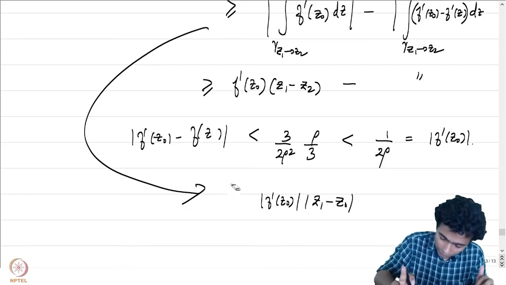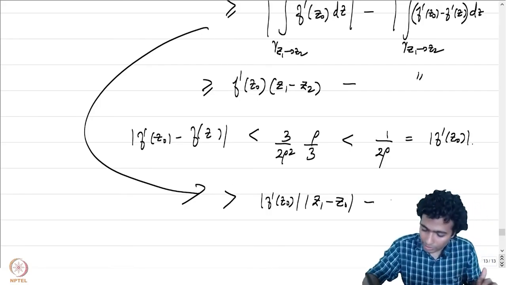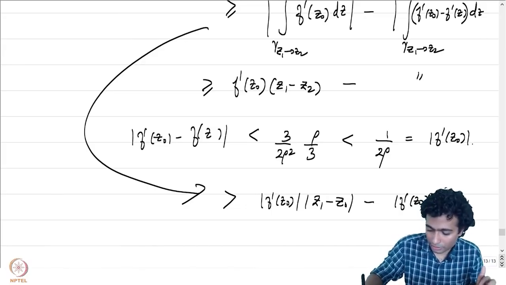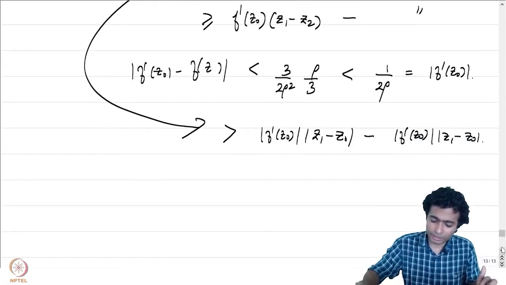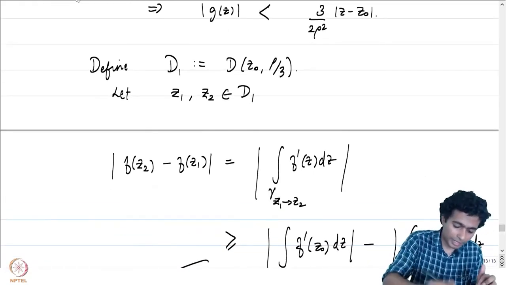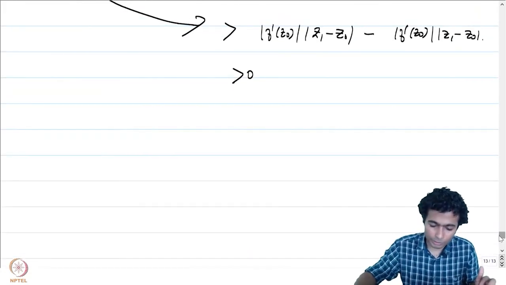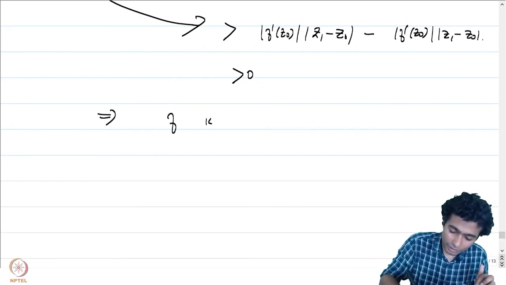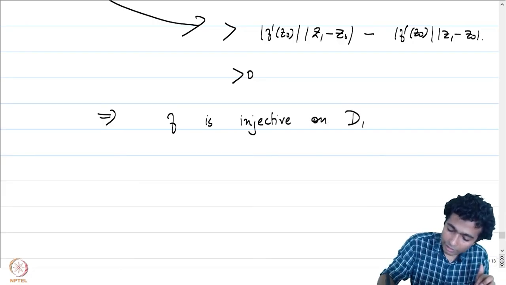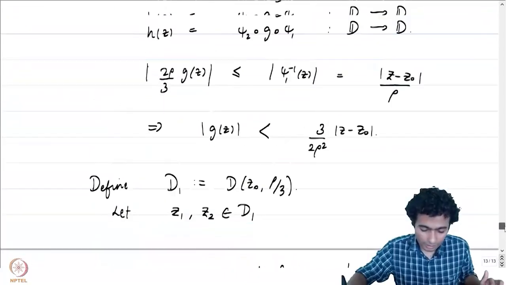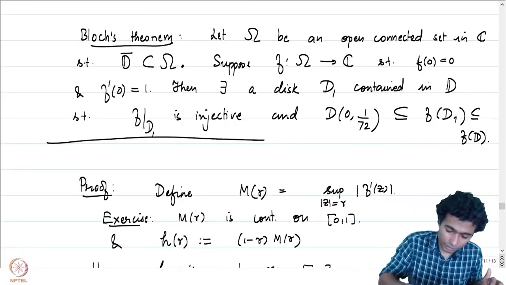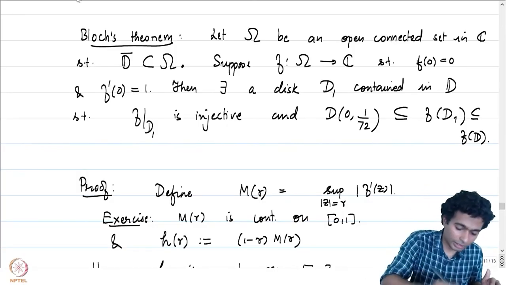And because of the strictness of the inequality, let me replace it by a strict inequality here: minus f prime of z naught times mod of z1 minus z0, which in particular is greater than 0. So what did we start off with? We started off with f of z2 minus z1. We showed that the absolute value has to be greater than 0, which tells us that f is injective on d1, and that is one of the conclusions of Bloch's theorem. We observed that f restricted to d1 is injective.